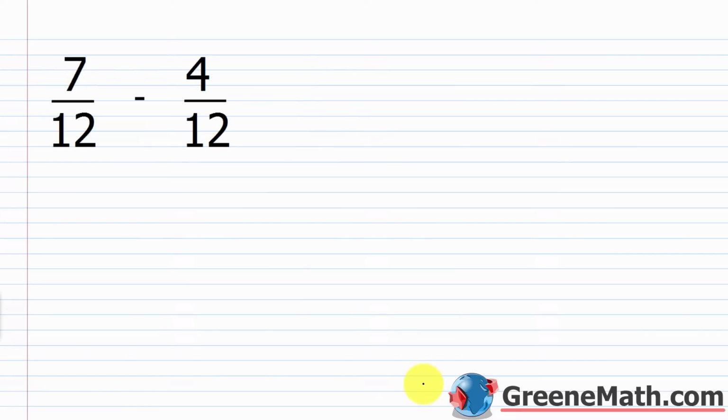Okay, for the last problem, we have 7/12 minus 4/12. And again, we have another easy one where we have a common denominator already. So that's going to be the denominator for our answer. And then we just do 7 minus 4, and that's 3.